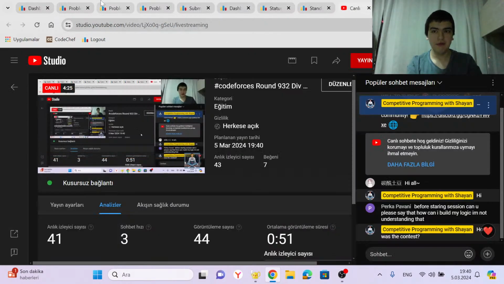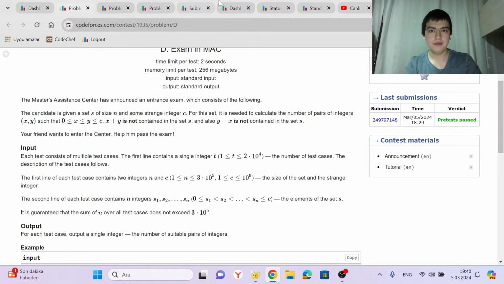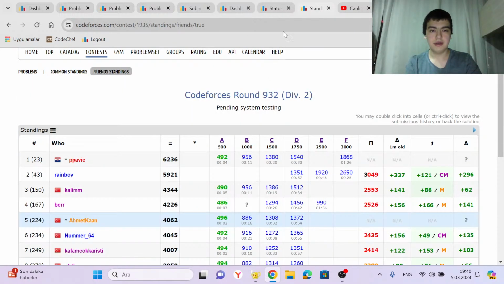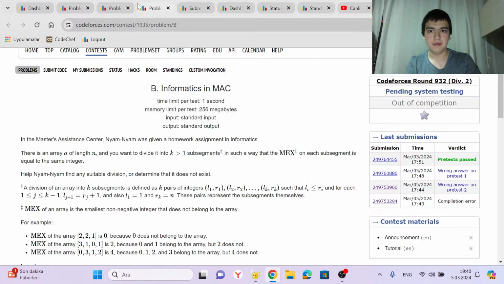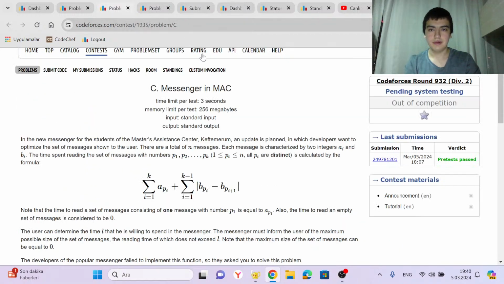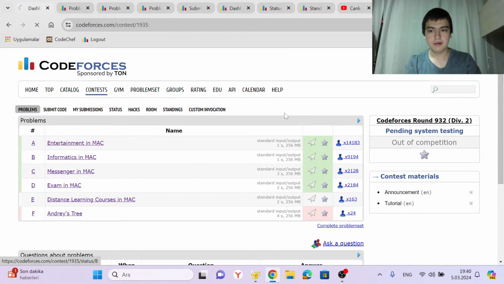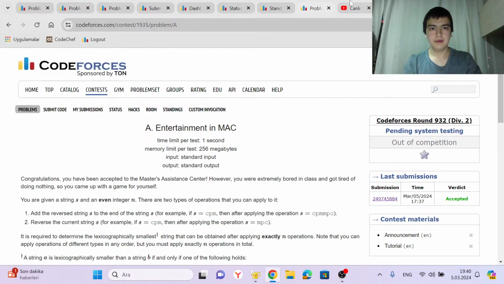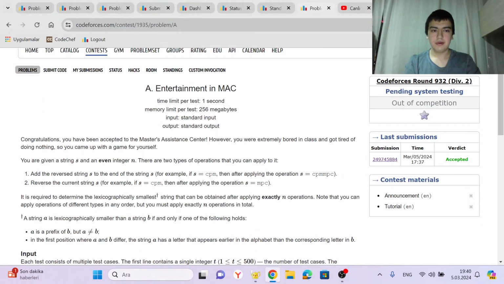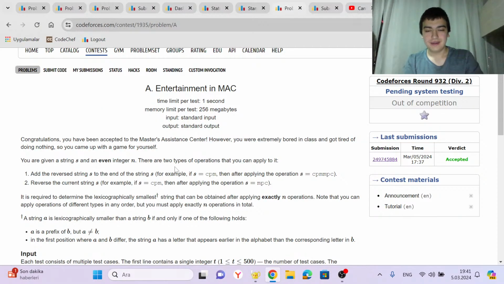Let's start. Let me begin with problem A, and we will continue up to problem D: A, B, C, and D. Let me open problem A. In this problem, there is a string S and an even integer n. In the contest, I did not read this "even", so my code is a bit long. Okay, let's continue.